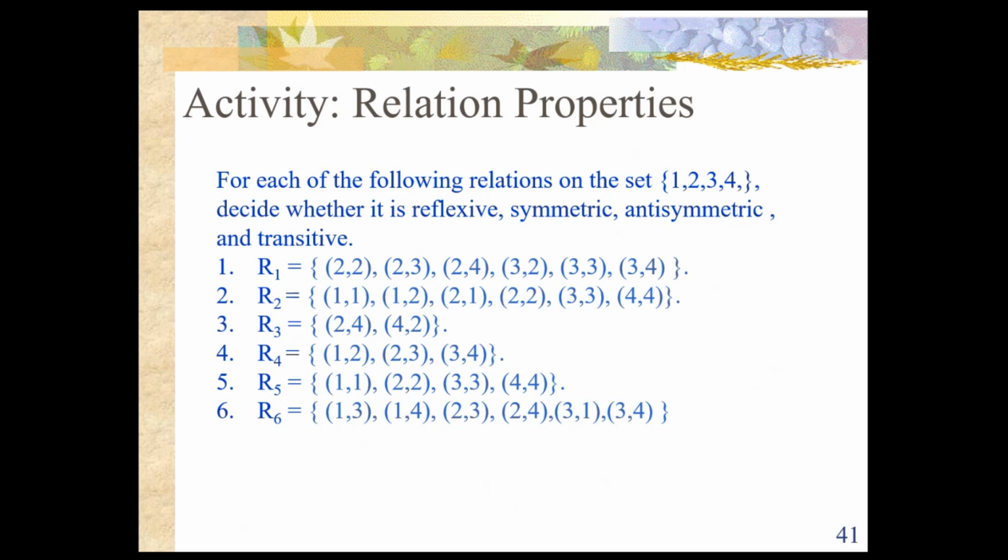Okay, for each of the following relations, on set 1, 2, 3, 4, decide whether it is reflexive, symmetric, antisymmetric, and transitive. So I hope you will do this activity on your own. You can pause this and see whether you're able to figure out how to come up with the solutions. For question number 1, there should be reflexive, symmetric, antisymmetric, and transitive. The same goes for R2, R3, R4, R5, R6. It's going to take some time for you to work out.